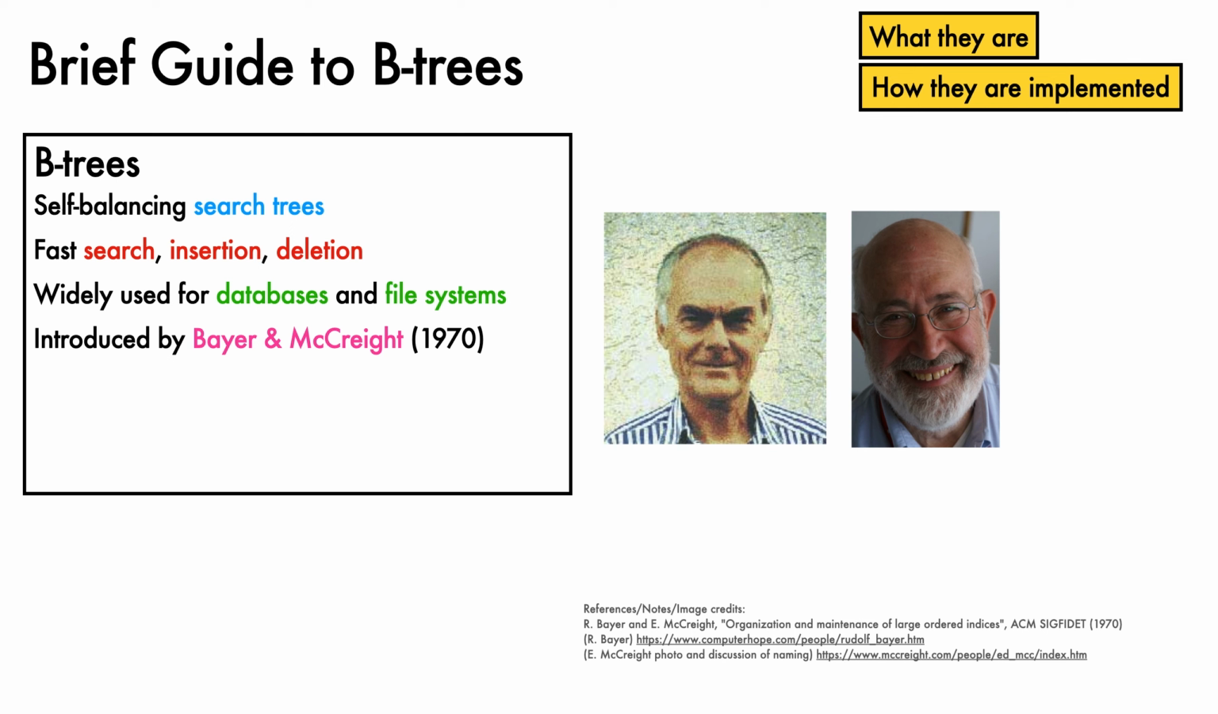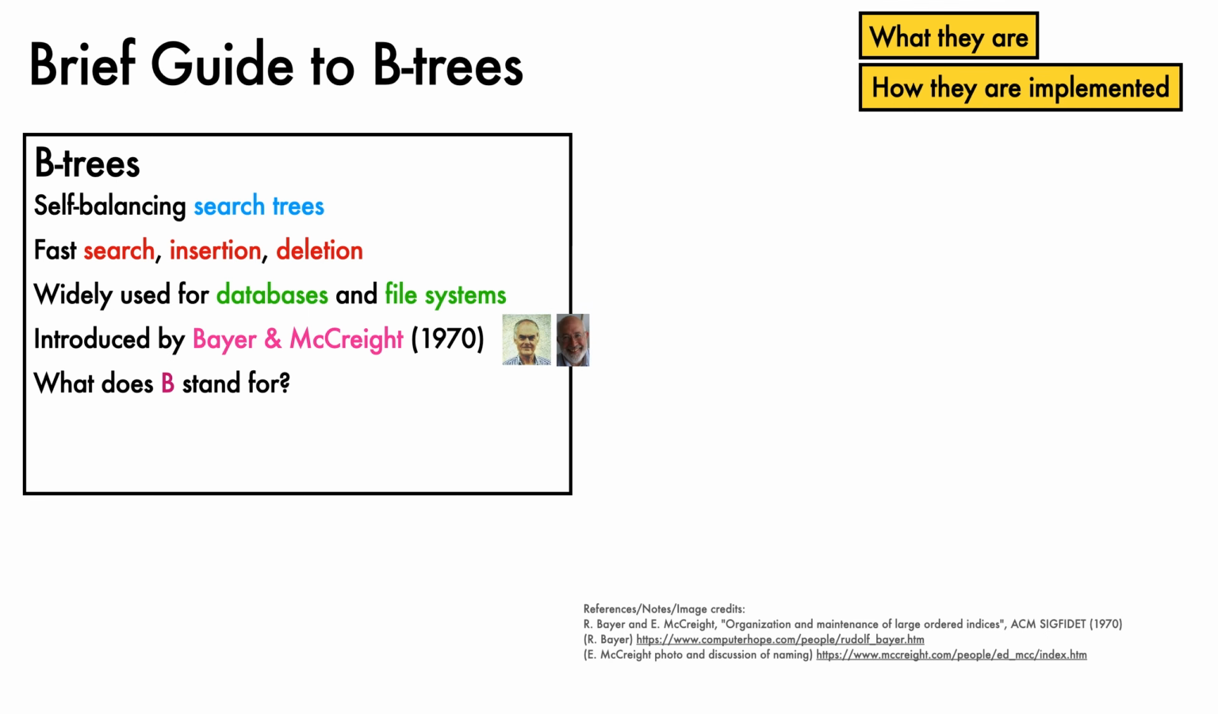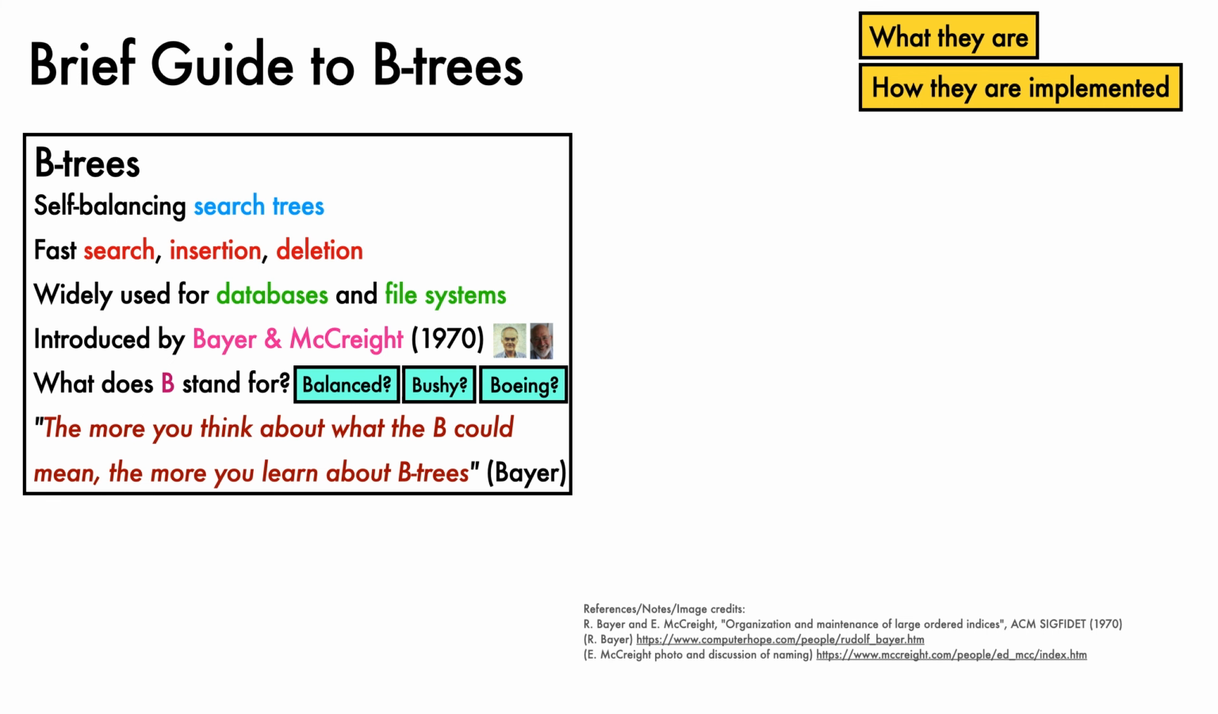At this point, a question may already have risen to the forefront of your mind. What does the B in B-trees stand for? Could it be balanced, bushy, or perhaps Boeing? Somewhat enigmatically, co-inventor Rudolf Bayer simply says that the more you think about what the B could mean, the more you learn about B-trees. So we'll leave it at that.